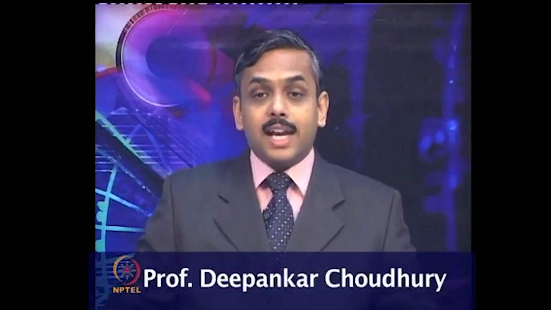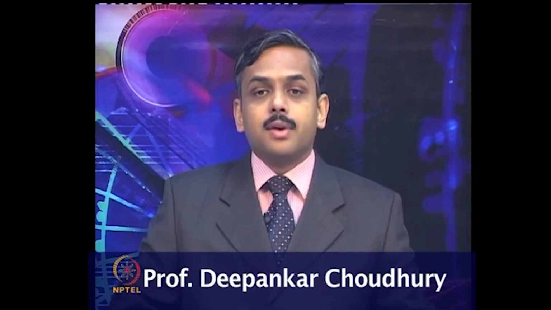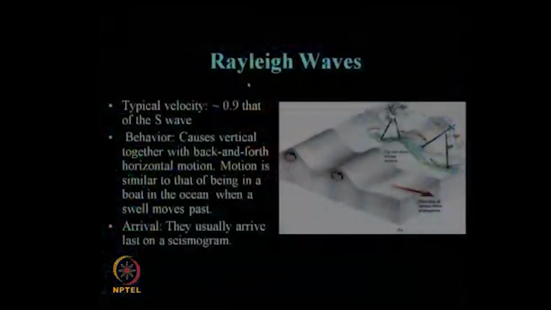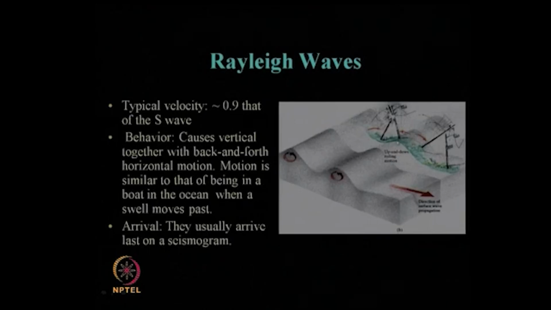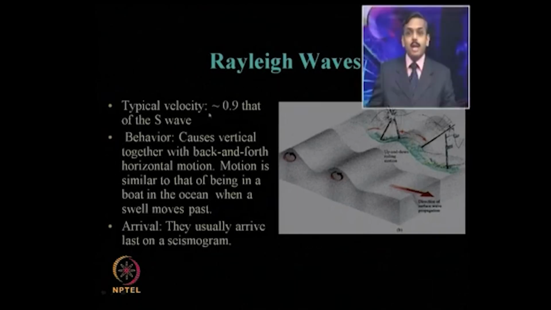So, let us look at the characteristics of these various surface waves. First, we will talk about Rayleigh waves. Just now we have seen in the picture the behavior of the Rayleigh wave, that is the rolling motion of the particles, up and down rolling motion. This is the direction of surface wave propagation. The typical velocity of a Rayleigh wave is considered to be about 90% of that of the shear wave or secondary wave.